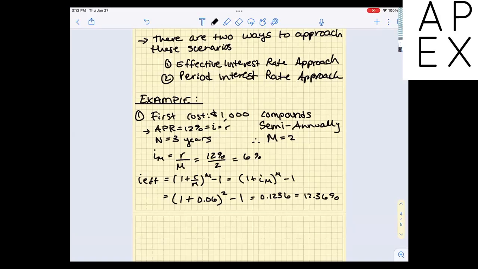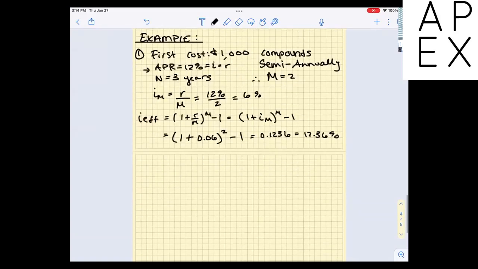Okay. And so then you can figure out truly how much I'm paying in total. You can use your equation F equals P times 1 plus I to the n, like we talked about last time, because it's compounding. It's not simple interest. So this is a compounding interest equation, and you can plug it in.